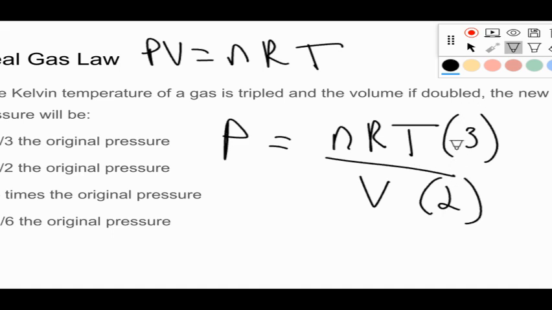And so if I set this up, the fraction I end up with is 3/2. And so it's going to be 3/2 the original pressure. So if you rearrange that variable and then just plug these numbers in, it'll typically get you to the answer that you need to. And for me, it's easier to use this math equation other than thinking about numbers. You don't actually have to plug anything in. We're just looking at a ratio.